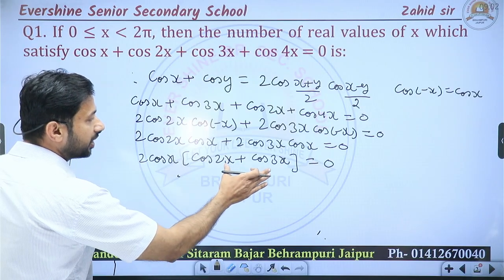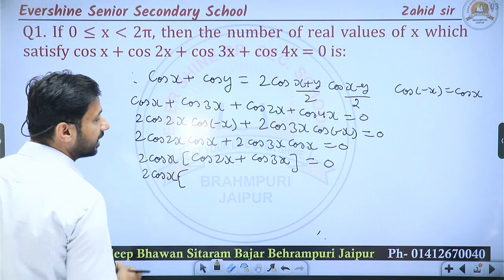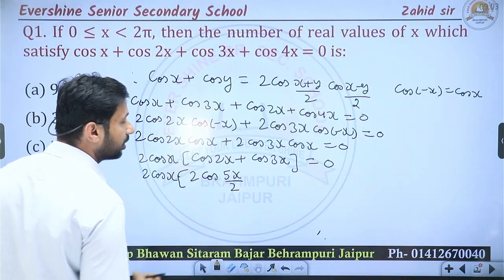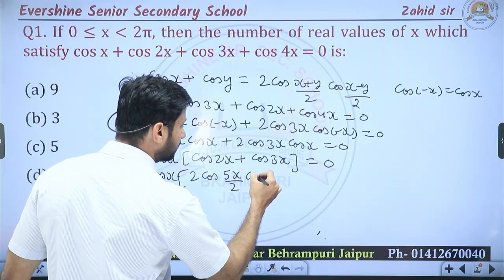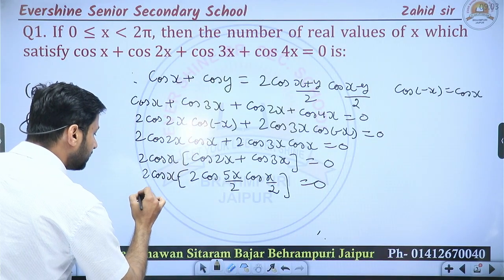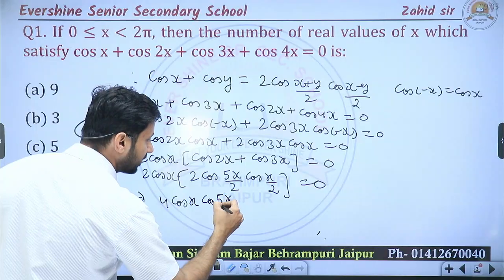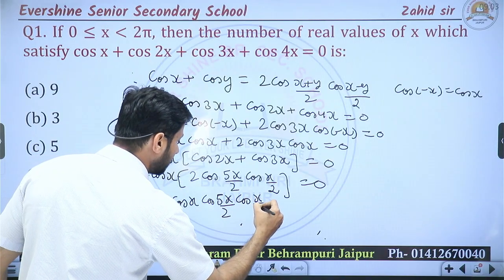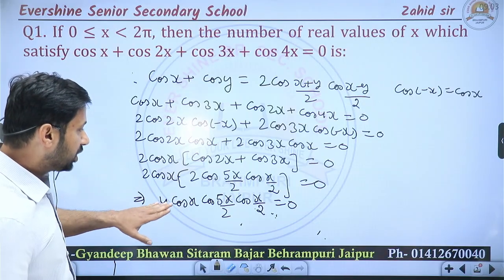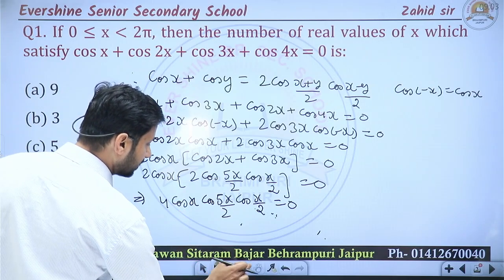Okay. Further, I have to apply the identity. So this cos x will be as it is. Apply the identity cos x plus cos y. So 2 cos (x plus y)/2, that will be 5x by 2. If I subtract, I'll be getting cos x by 2. Now simplify it. 2 2s are 4 cos x cos 5x by 2 and cos x by 2, which is equal to 0. Now as you know, each of them will be equal to 0. So the first, cos x will be 0.